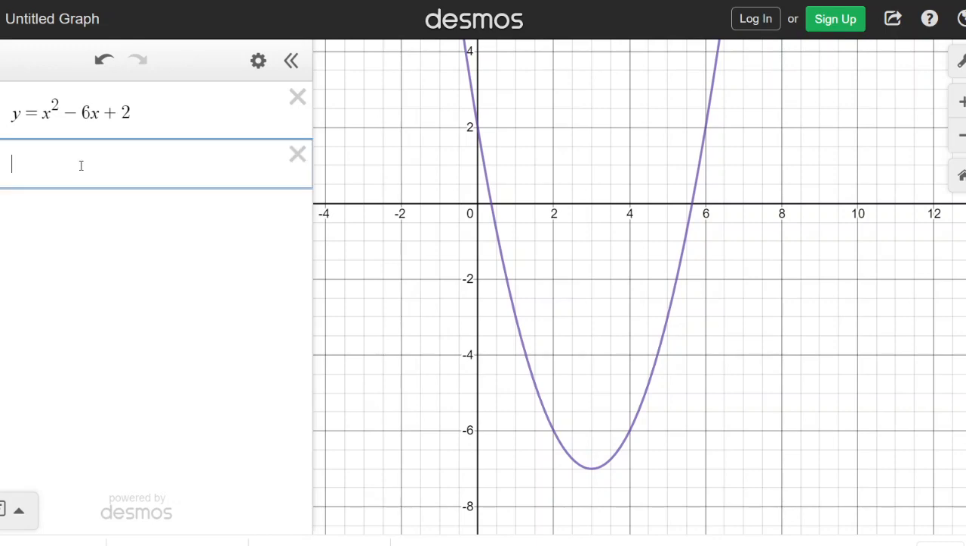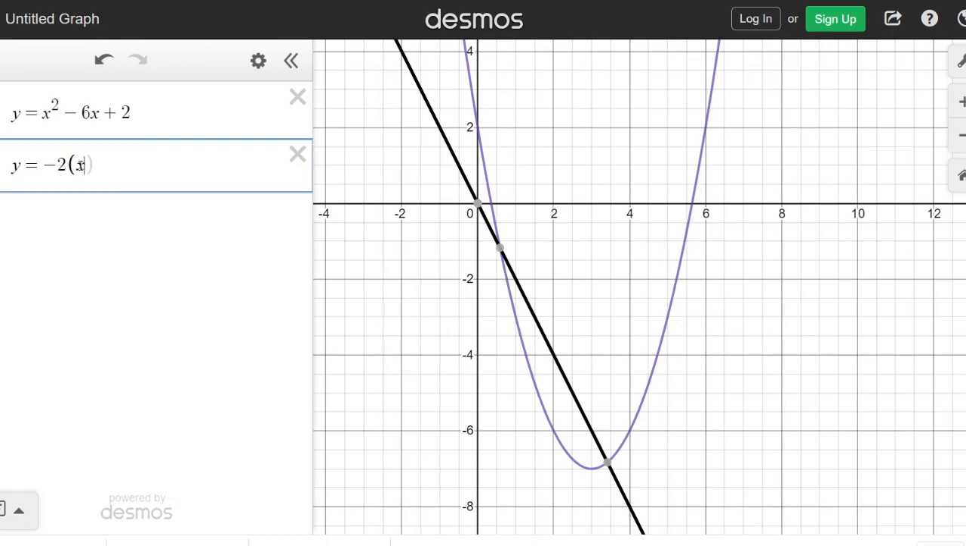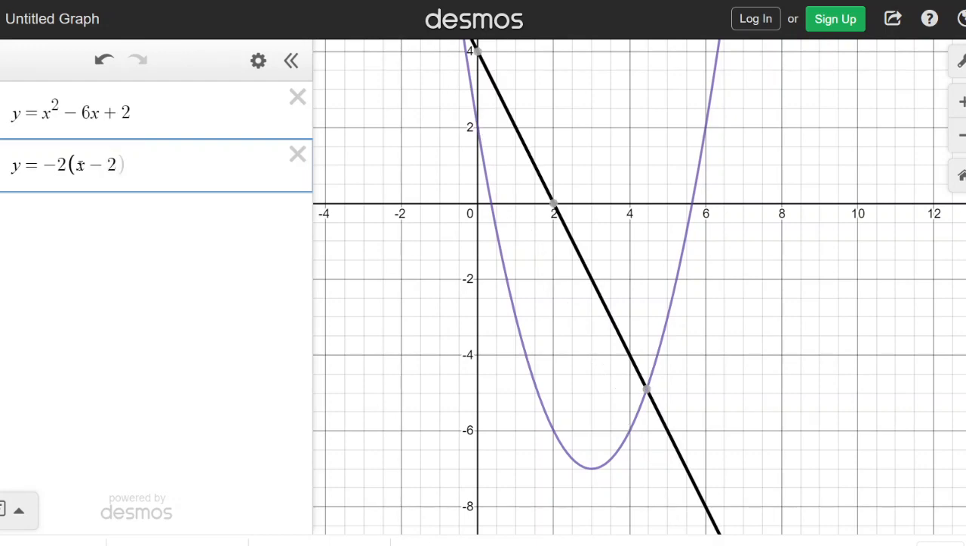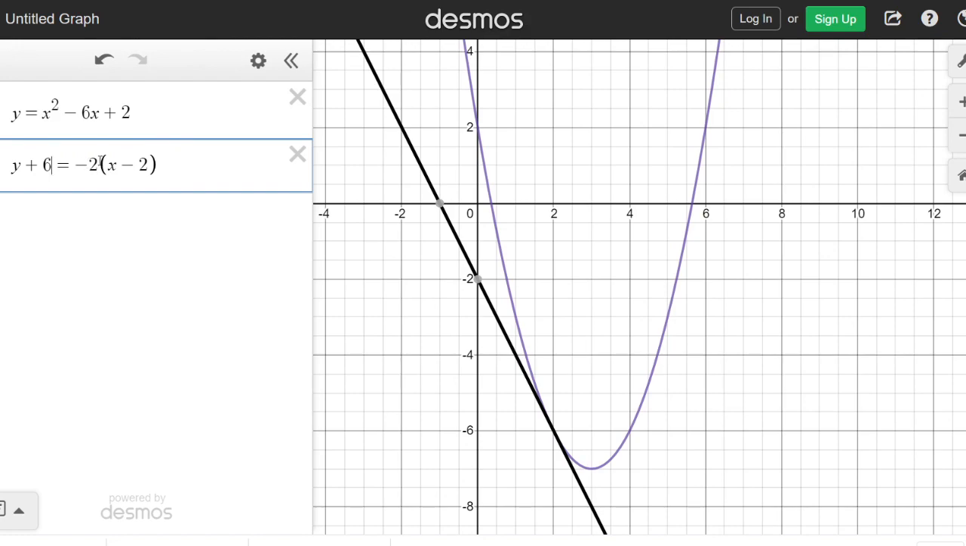Now I'm going to try to sketch the line. So what's the slope again? So -2. So that's what I want.